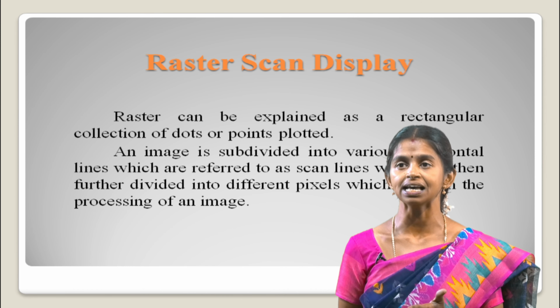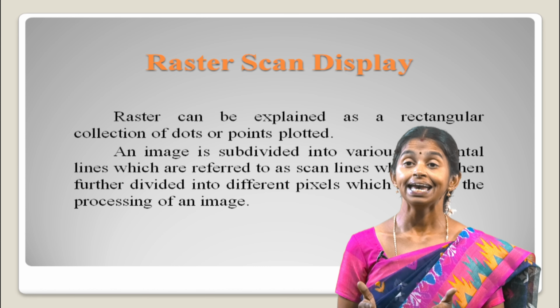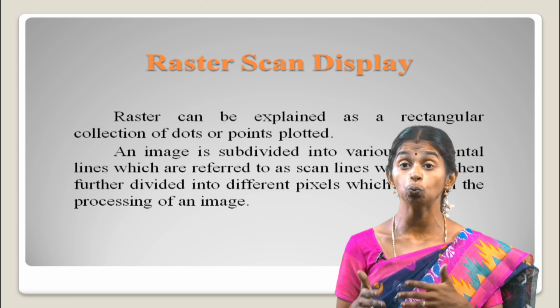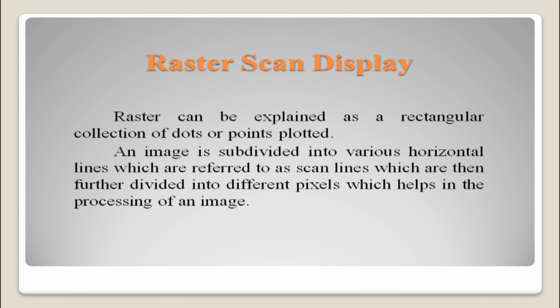Raster can be explained as a rectangular collection of dots or points plotted. An image is subdivided into various horizontal lines, which are referred to as scan lines, which are then further divided into different pixels, which helps in the processing of an image.